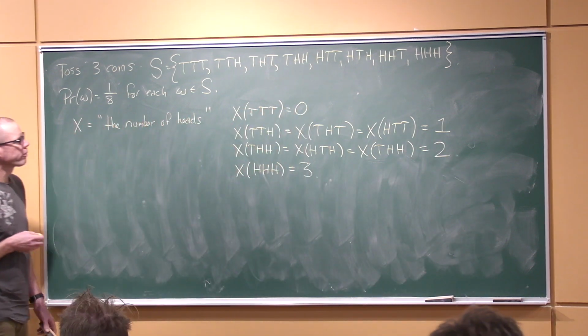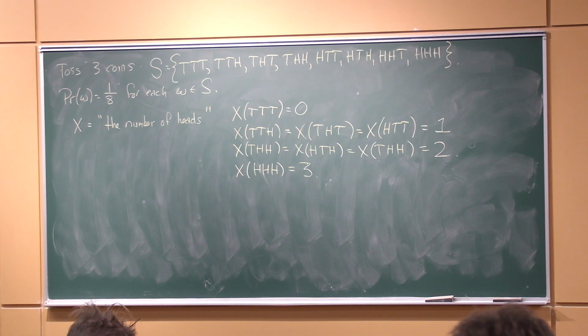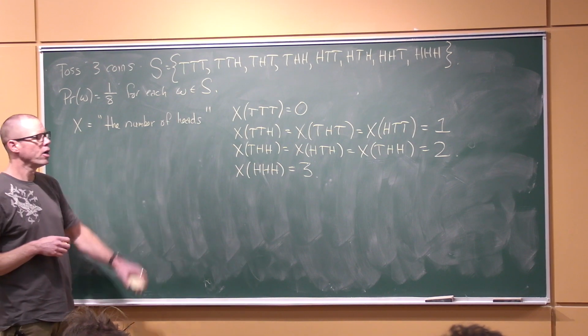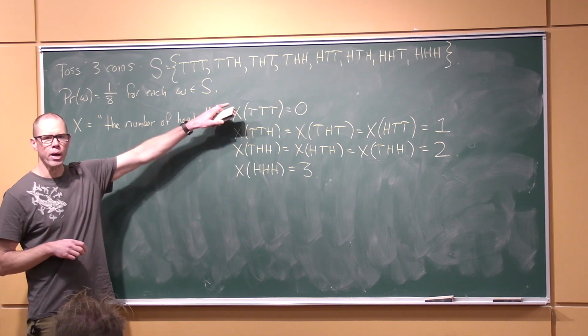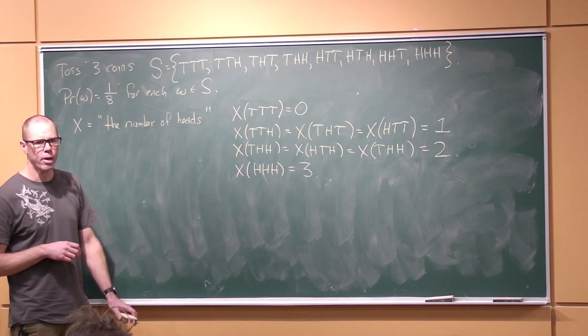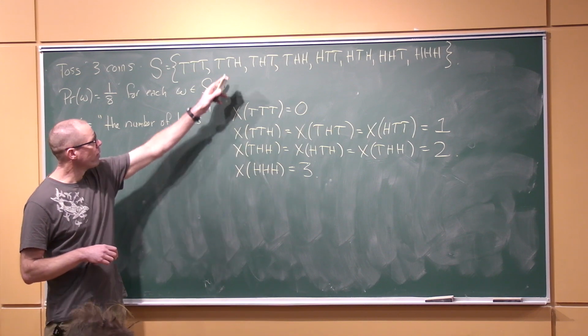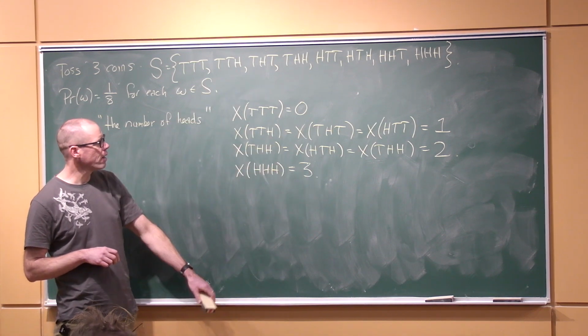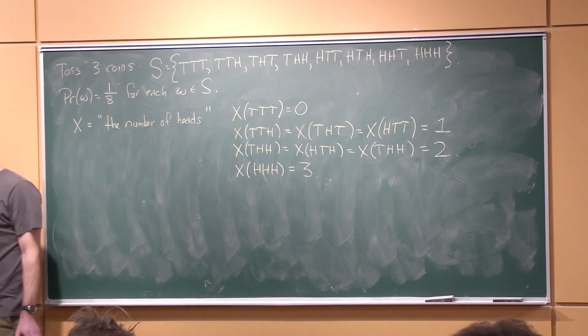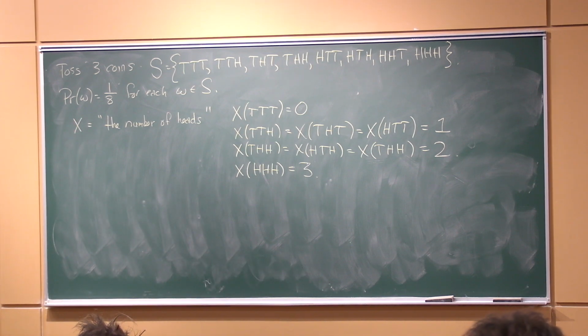Okay. So there's the random variable written out in plain language, but really this is what it looks like, right? So if you want to know what the value is, just look here and you'll see it's either 0, 1, 2, or 3. All right.